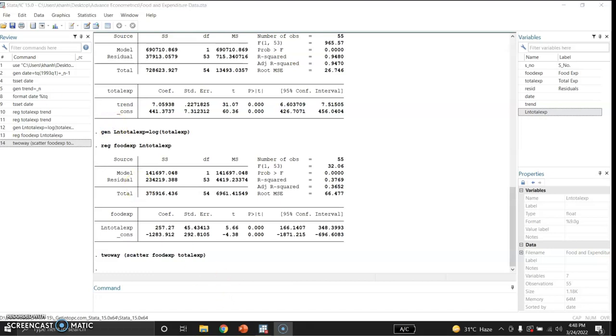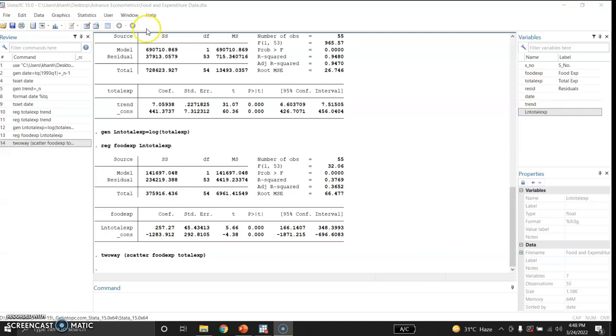Let me show you these variables. Here I have one variable as food expenditure, and this is total expenditure. These are the residuals that I estimated, and this is the date variable. That is, this time series data is quarterly. This is the trend, and finally, this is the natural log of total expenditure. Since I'm going to estimate the Lin-Log model, I will regress food expenditure in linear form on the natural log of total expenditure.